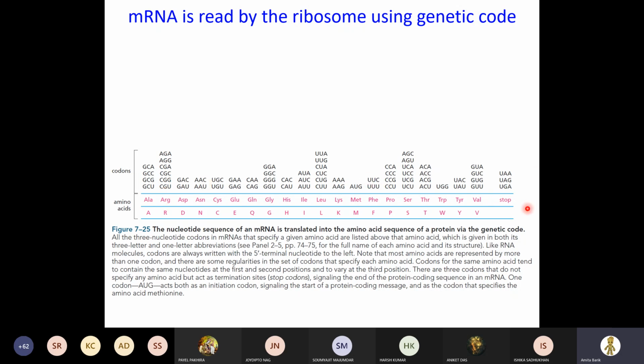So you have to remember two things. The first one is AUG, which forms the start codon for protein synthesis. And this AUG codes for methionine. So whenever a protein is formed, the first amino acid is methionine, which is coded by the triplet AUG. So AUG is the starting codon.